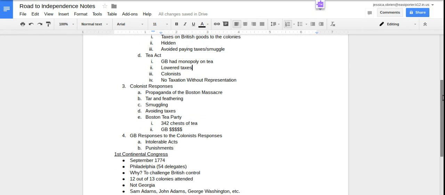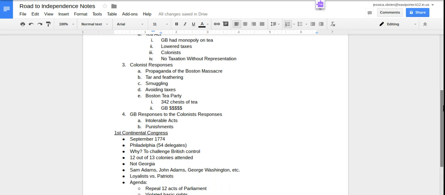Okay, so now again, the no taxation without representation, they're mad. The colonists are angry, so they respond. So if we look at 3 here, some of their responses. First one, Boston Massacre, right? Them taunting the British soldiers. They want them to fire. They want the British soldiers to cause trouble.